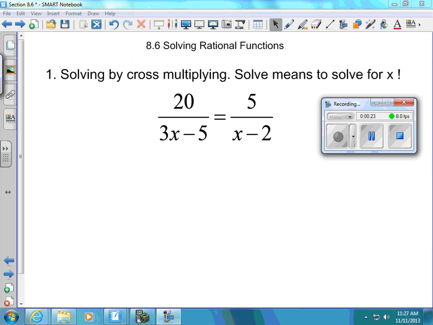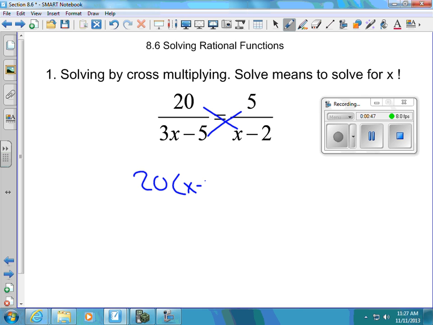Solving rational equations is going to initially take us back to elementary school, or maybe not elementary school, but middle school, and looking at ratios and comparing ratios. That's what rational functions really are, ratios. And when we had two ratios set equal to each other, we got to cross multiply. So simple rational equations, we can just cross multiply.